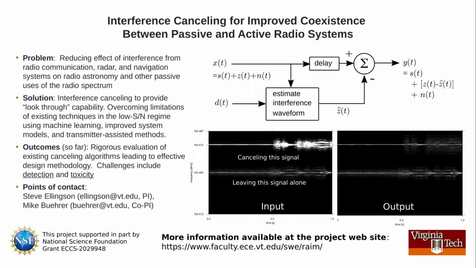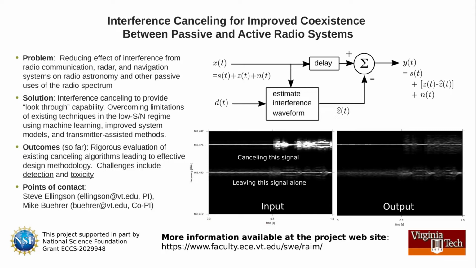To do this, we need a reference signal, and that's d of t, entering from the lower left of this figure. This signal could be from an auxiliary antenna that's pointed at the source of the interference, or it could be a signal processing model for the interference with parameters that are determined on the fly. And from that comparison, generate the signal z hat of t, which is our best possible estimate of the interference waveform.